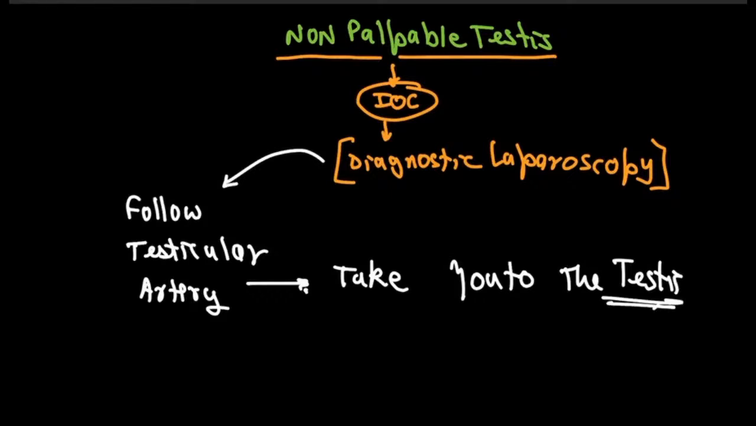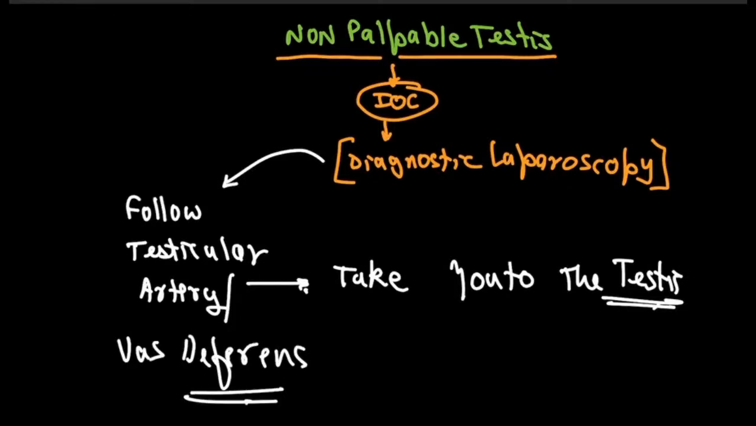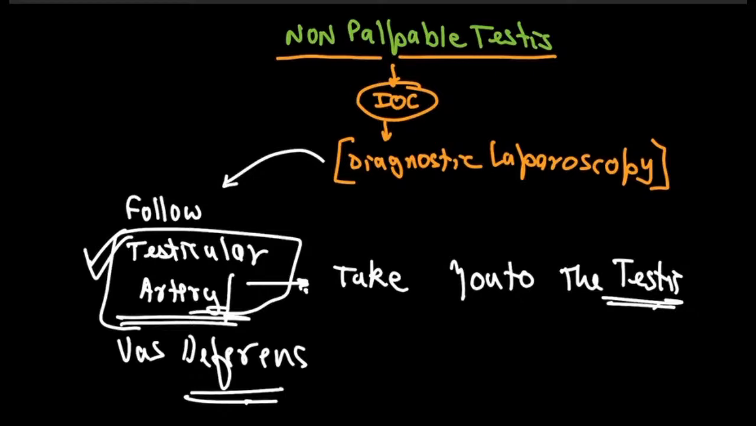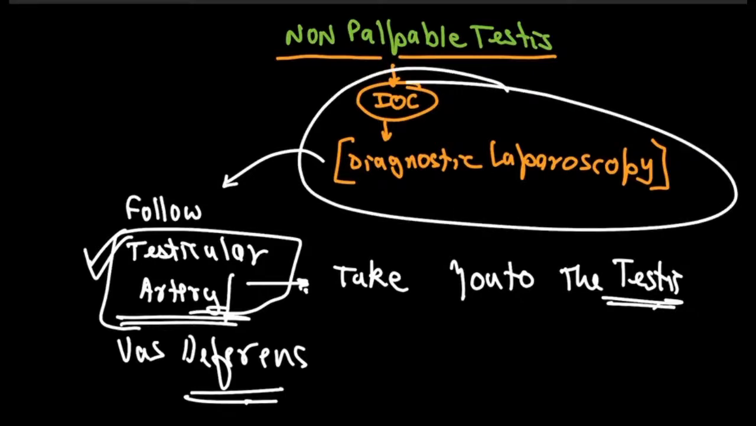If you have the option of a testicular artery and the vas deferens, you can follow either one. But if you have both as options, it is always advisable to go for the testicular artery. That is a more reliable indicator, right? So the whole point is the investigation of choice is a diagnostic laparoscopy.